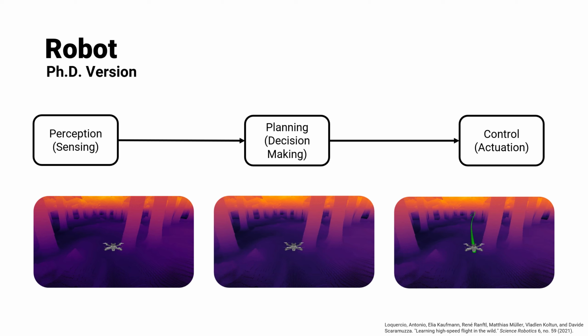Again, the kind of sensors, the kind of planning, and the kind of actuation depends on the task at hand or the set of tasks at hand. And there are different flavors of robots which you will see around you which can do these things in a completely different manner.